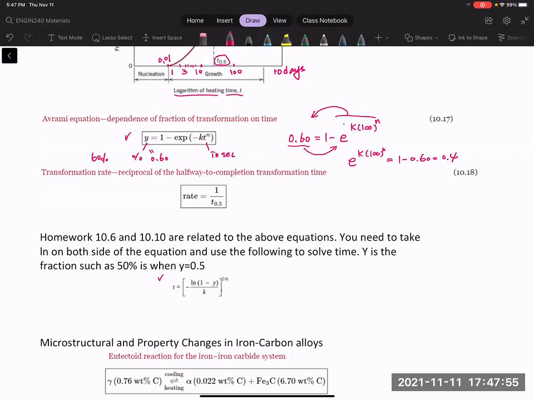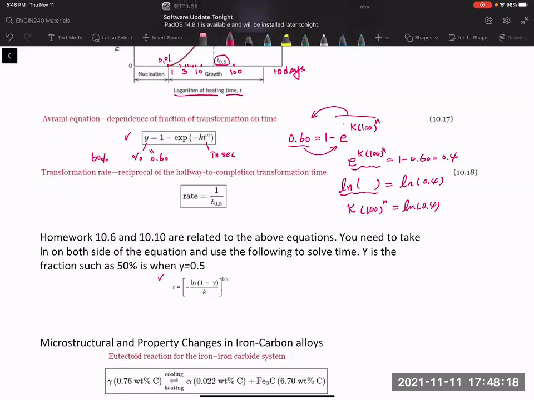And how do you solve this? You take the natural log of this side and take the natural log of 0.4. And the natural log of this whole thing will give you -k·t to the power of n, that equals the natural log of 0.4. Right. Now, if you know k or you know n, you can solve for the other one.